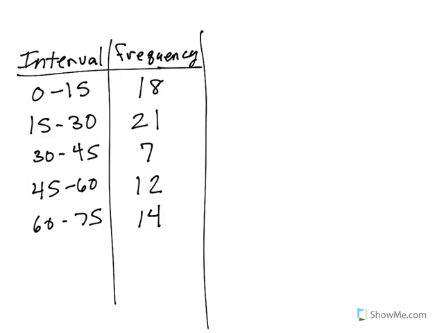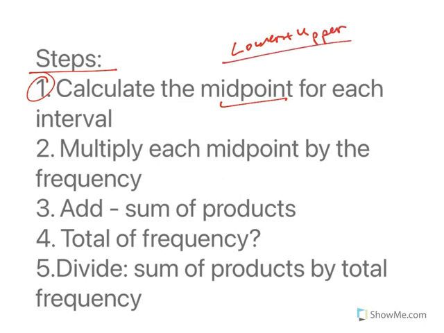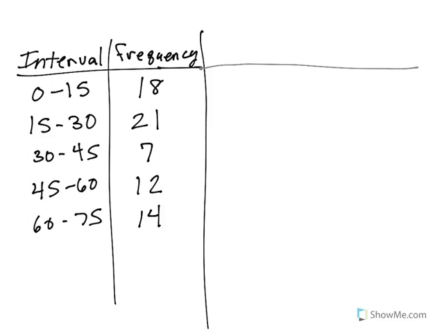So we have a process of how to do this and how to calculate the mean from this group. So what I'm going to do is go back and forth between the next page, which is our steps, and this example. So the steps to do this. Step 1, we need to calculate the midpoint for each interval. Now, to find the midpoint, we are going to take the lower and the upper values, add together, and divide by 2.